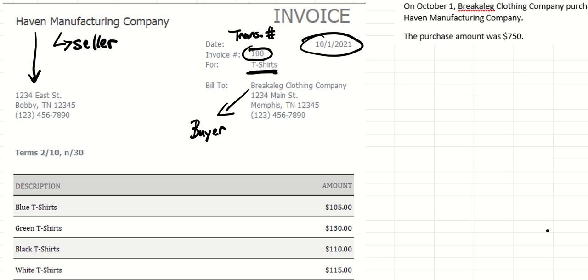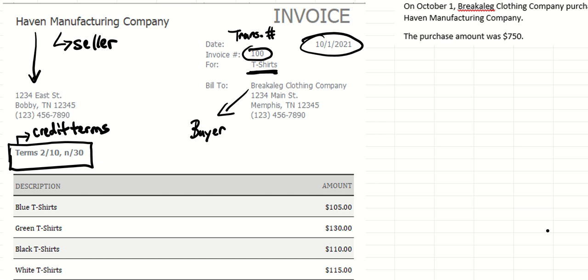Now, in the middle on the left hand side, you have the terms. The terms 2/10 net 30. So these terms that you see here are called credit terms. So whenever you see something like this, you know that cash has not been exchanged between the parties. Because whenever you're giving terms, that lets you know that the purchase was made on account.